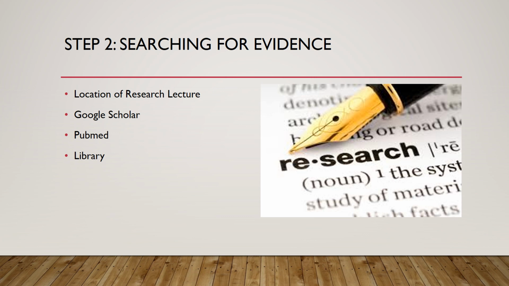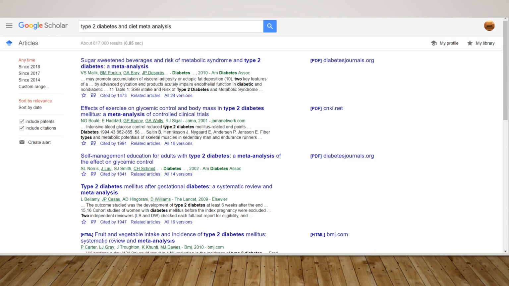The next thing, searching for evidence. One of our first lectures addressed all of this, our location of research lecture. Google Scholar, PubMed, the library, different stuff like that. I think that's simple, basic, obvious. But just knowing where to find peer-reviewed, rigorously studied information is effectively where we begin. And if it's not there, then, well, okay, we shouldn't take it that seriously.